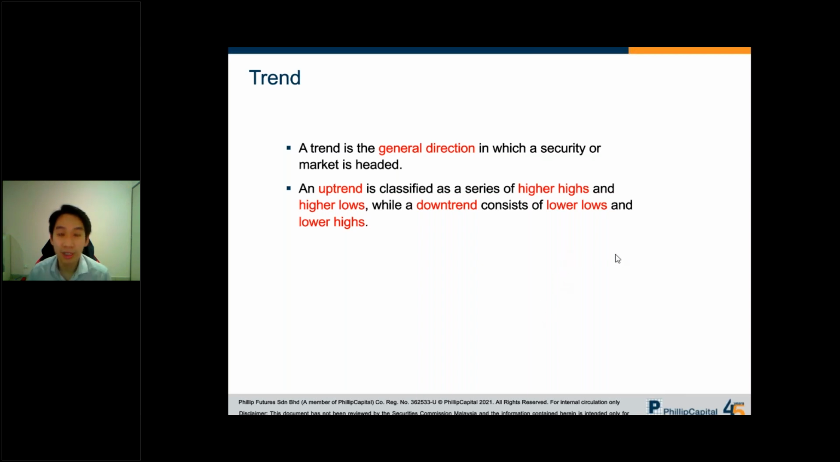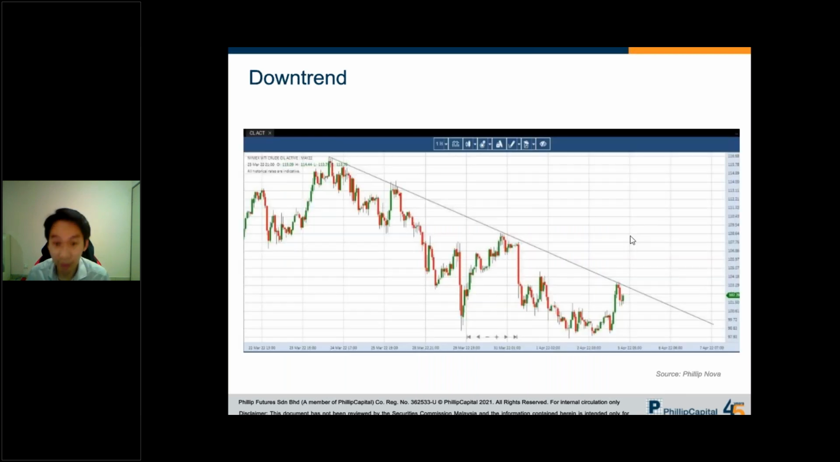Let's start off with the trend. Trend is basically the general direction in which a security or market is headed. An uptrend is classified as a series of higher highs and higher lows, while a downtrend consists of lower lows and lower highs. To identify a trend, this is an example of a downtrend. I'll start with the downtrend first.